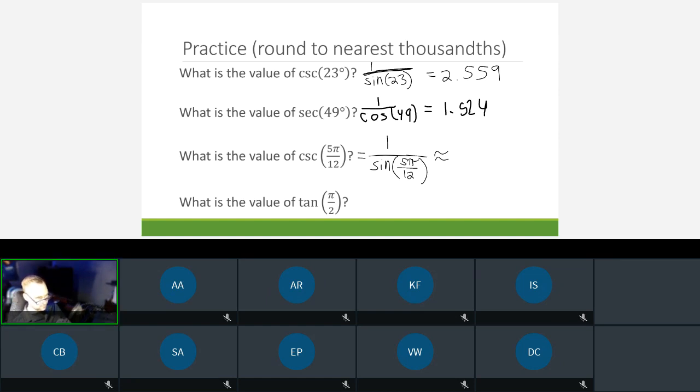So if you have a Casio, it's going to give you the exact answer, which is radical 6 minus radical 2, but we want decimal form. What is that decimal form? What is the answer? 1.035. Remember, thousandths place. That's 3 places.